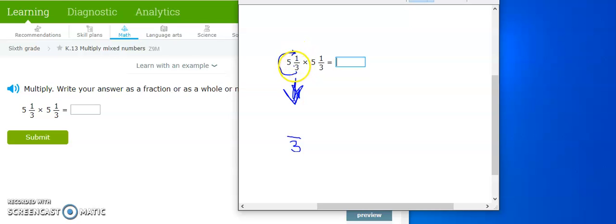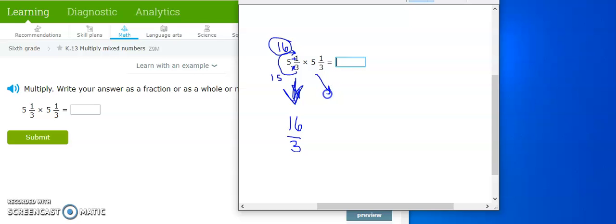So this just stays the same. When I'm trying to find the new top number, I'm going to multiply the bottom and the whole number together, 3 times 5, which is 15, and then I'm going to add that remainder of 1 on top. So 3 times 5 I said was 15, plus that 1 gives me 16. So my new top number is going to be 16 over 3.